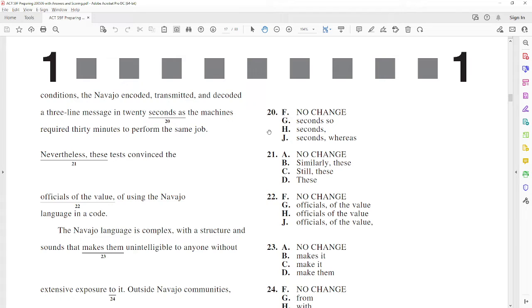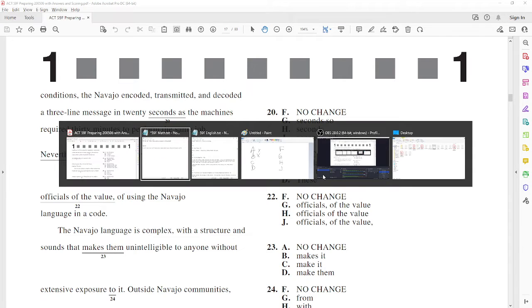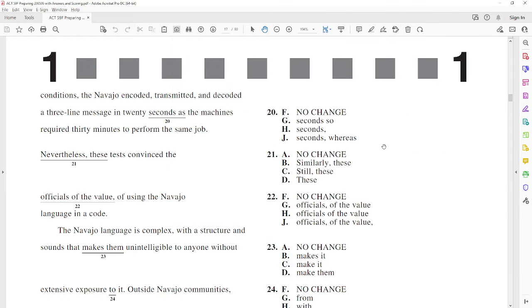All right, those aren't contradictory, so you wouldn't want to use a word like however or something like that. They're not cause and effect. The Navajos being faster than the machines wouldn't cause the test to convince the officials of the value. Well, you know what? That's not bad, actually. It could be cause and effect. That could be okay. Or it could be some other form of same direction. However, if you look at, are we on 21? I have no short-term memory.